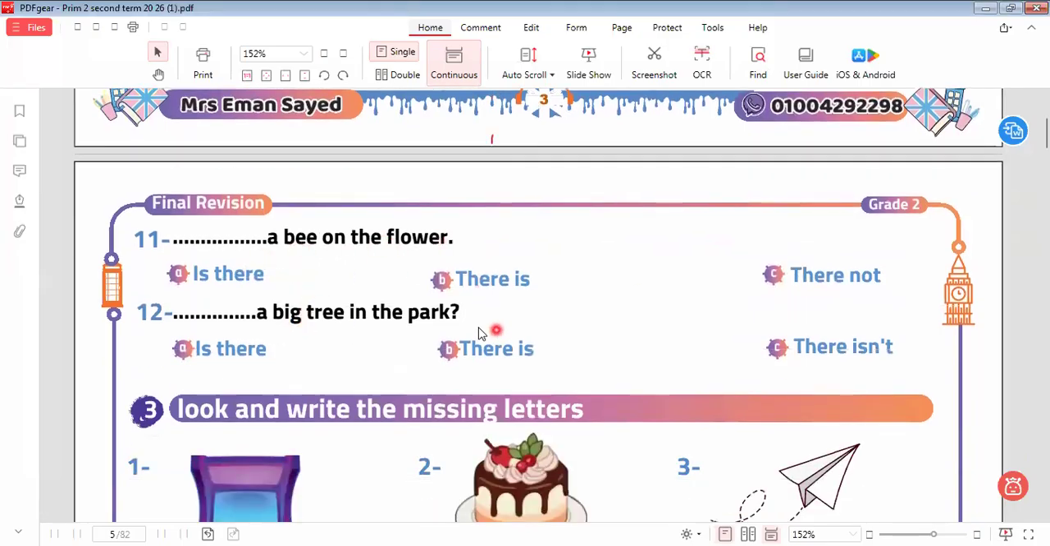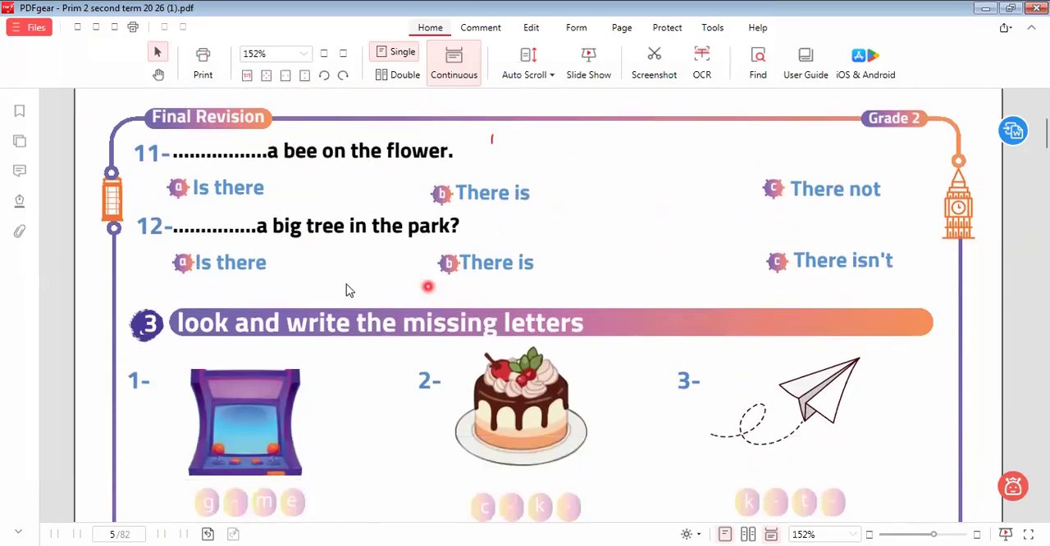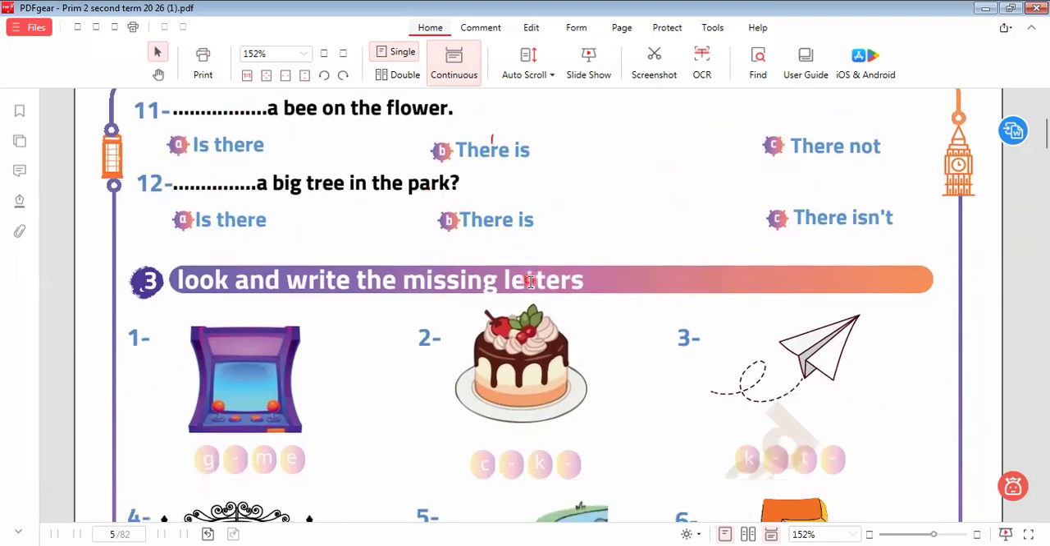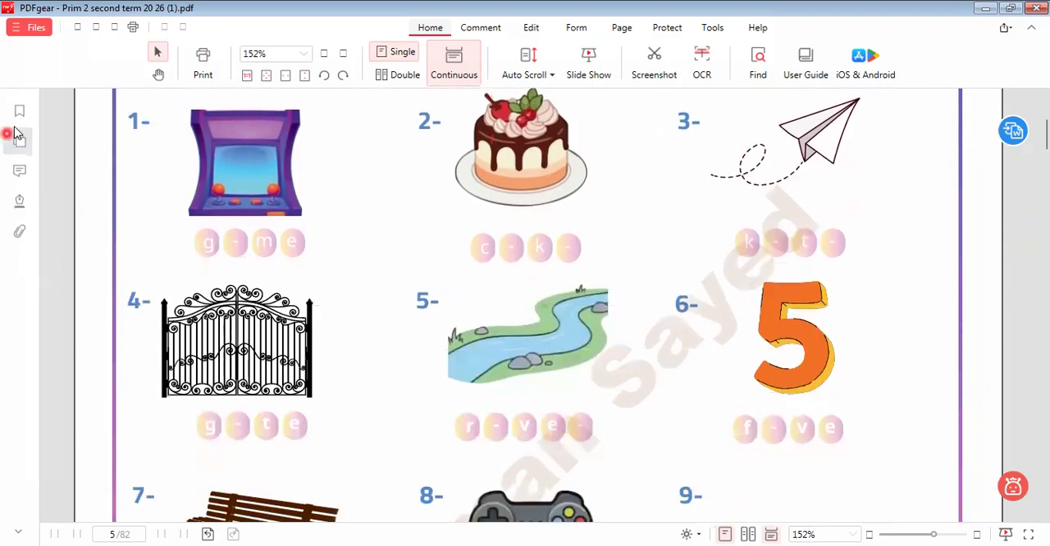Space, a bee on the flower. To be there is. Why? Because here bee is singular. So there is a bee. Space, a big tree in the park. So it will be here: there is a big tree in the park. So let's do this exercise together.